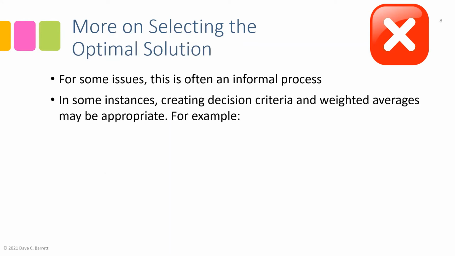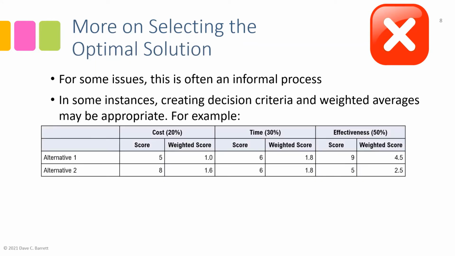In other cases, creating decision criteria and weighted averages may be appropriate. And this is something that is done infrequently, but it is something that can be done. For example, here's a case where we have two alternatives, and instead of informally describing the different aspects of each alternative, we formally score them based on cost. In this case, this is just an example.